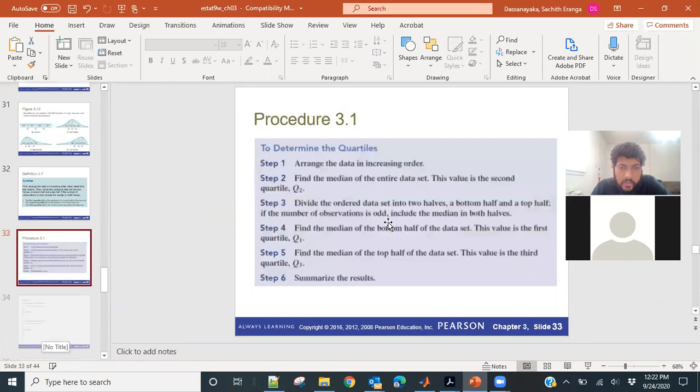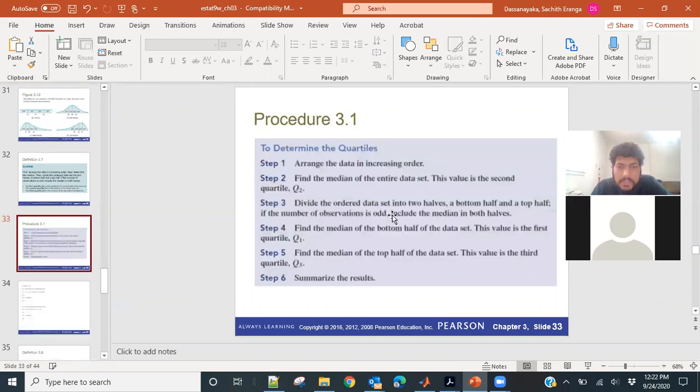So let's see how we find these quartiles. First, arrange the data set in increasing or ascending order. You should remember that first of all you have to create an increasing order, ordered data set. Next, find Q2. The easiest one is Q2, the median. Q2 equals the median of that particular data set.